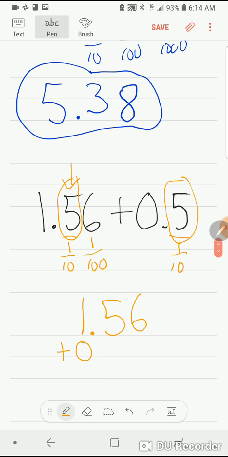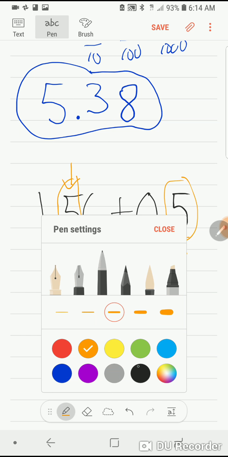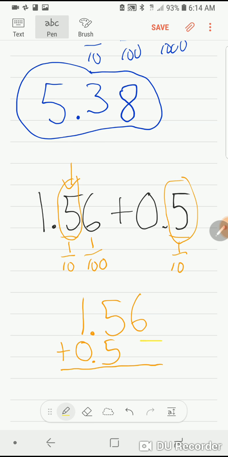plus 5/10ths. Now, some people like to add that additional 0 there, which is absolutely fine, and then it's just regular adding, which should be easy. We get 6, 10, carry the 1, 2, and again, the decimal goes straight down because we always want the decimals to line up. All right?